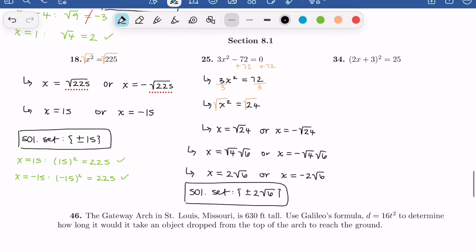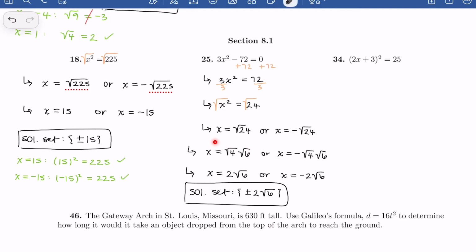Just like we've seen before, if you were to input, let's say, this answer here, positive or negative square root 24 into MyLab Math, it might mark you wrong here because these are not fully simplified. So just keep that in mind when you're solving these types of equations.